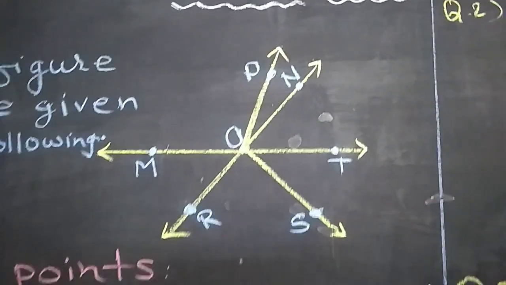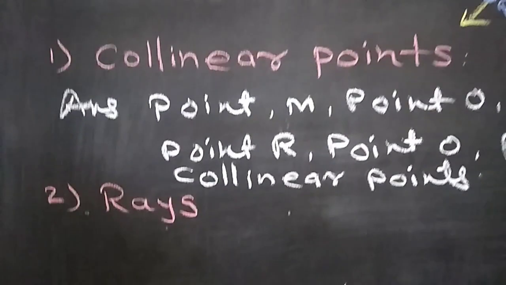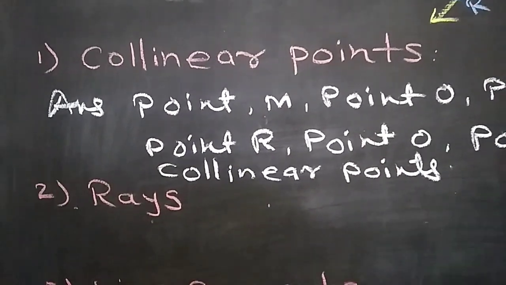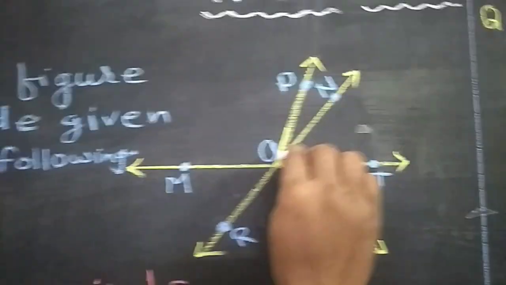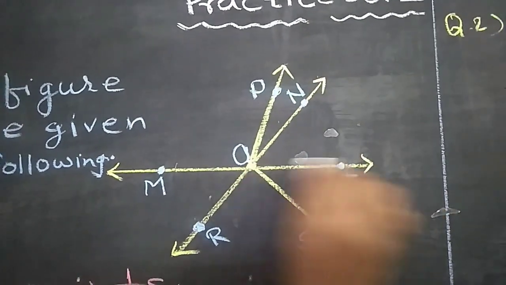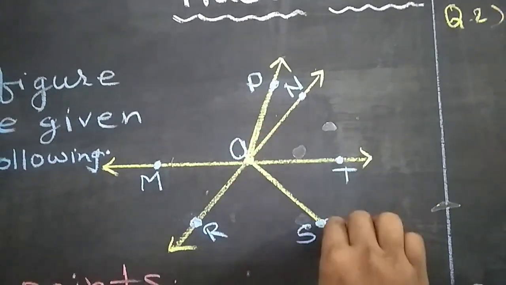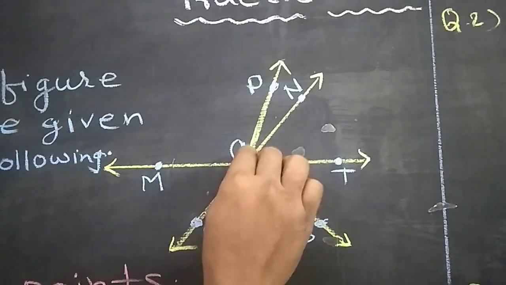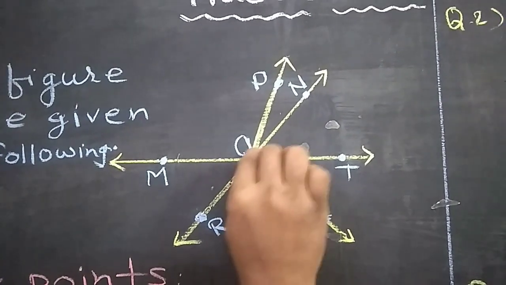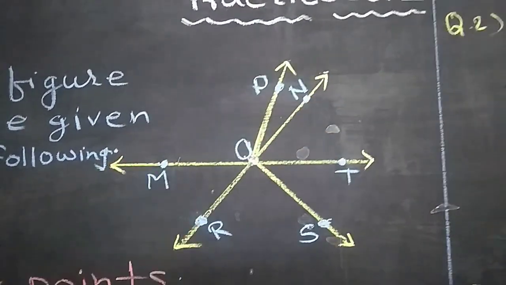Now move towards your second question, rays. Now we know about rays, which have 1 end point and 1 arrow point. So you can see here OP, ON, OT, OS, OR and OM will be your rays, because each has 1 end point and 1 arrow.